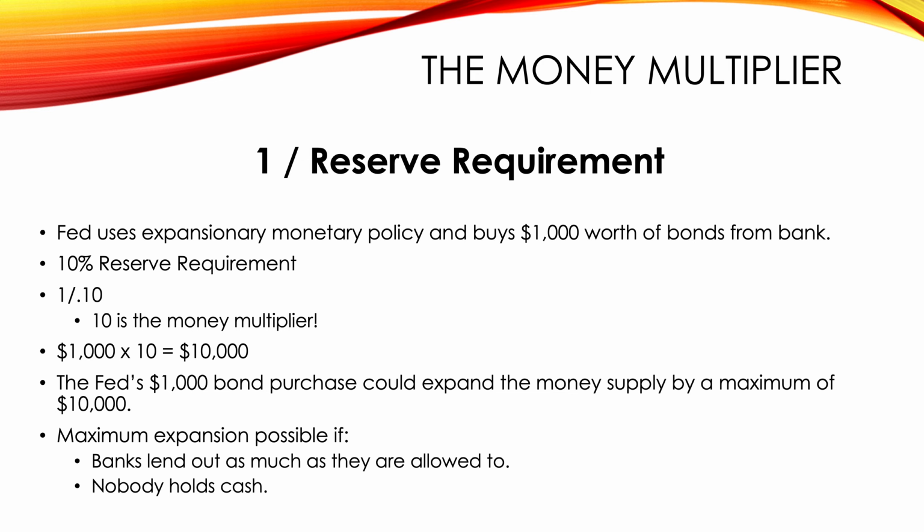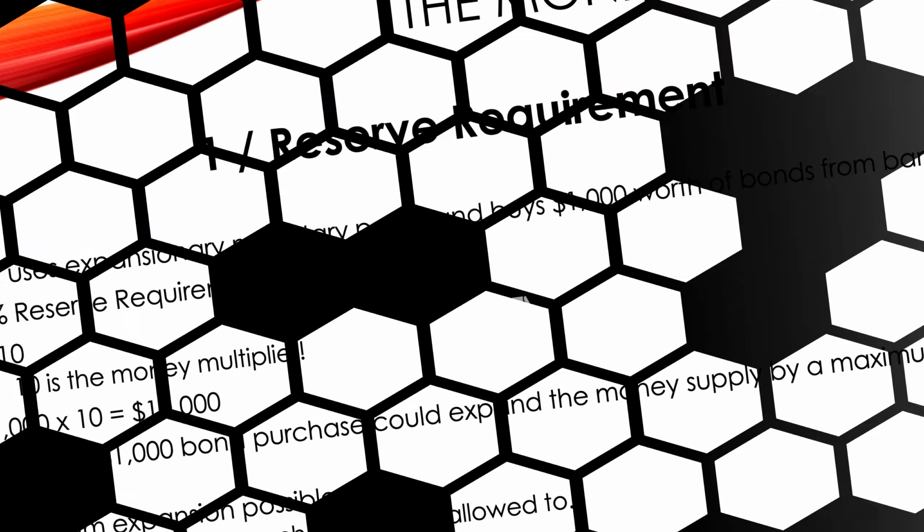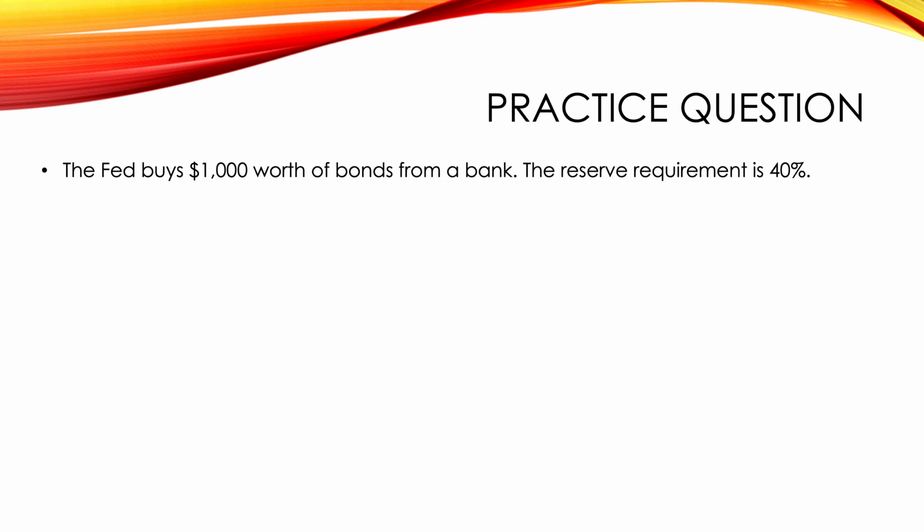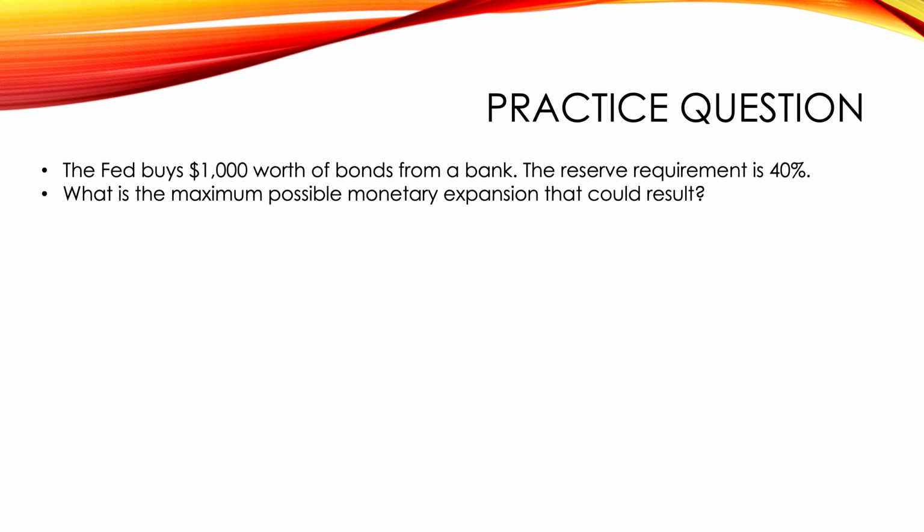Again, unrealistic things, but this is just looking at theoretically how much the money supply could expand by. So let's do a little bit of practice here. Let's imagine that the Fed buys $1,000 worth of bonds from a bank, just like the previous slide, only this time the reserve requirement is 40%, not 10%. How much could the money supply expand by, the maximum possible monetary expansion?